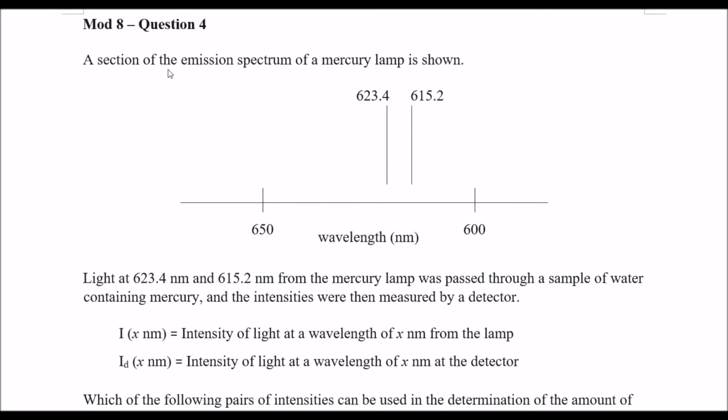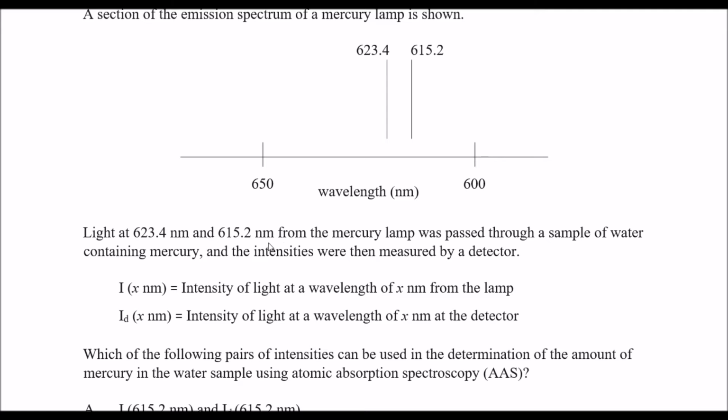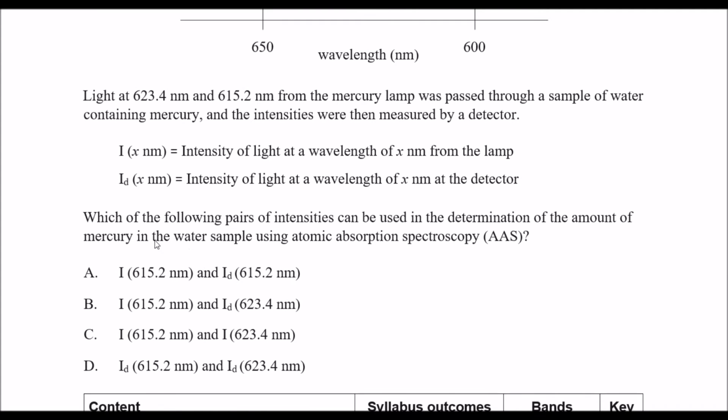Question 4. We have a section of the emission spectrum of the mercury lamp shown here. The light at these particular wavelengths is passed through a water sample containing mercury, and the intensities were then measured by a detector. You have these two values here. Which of the following pairs of intensities can be used in determination of the amount of mercury in water using atomic absorption spectroscopy?